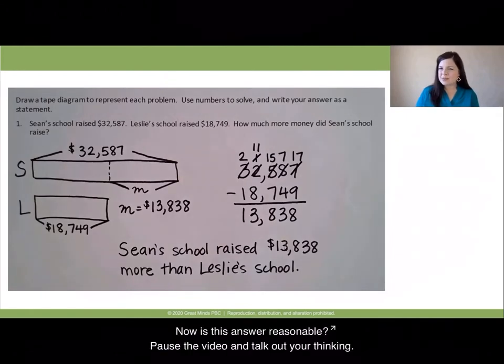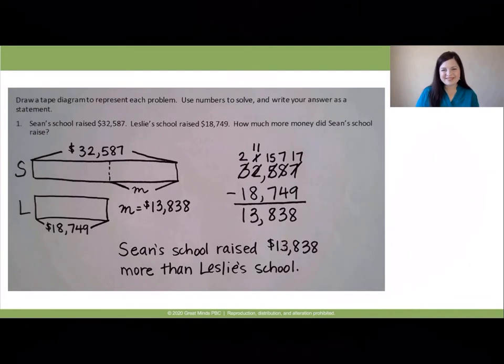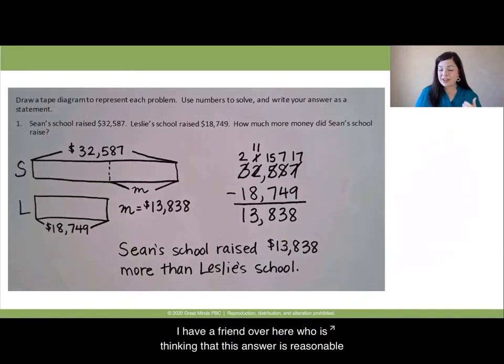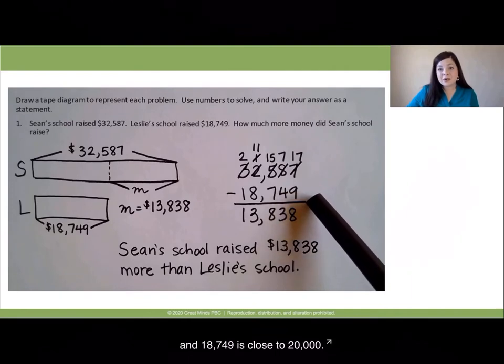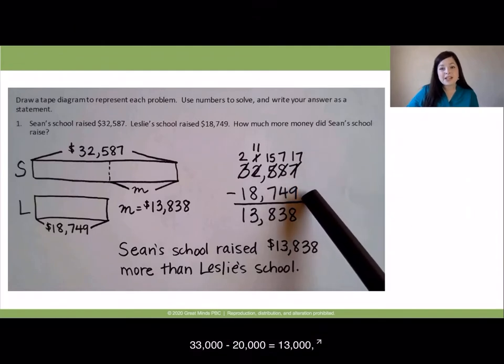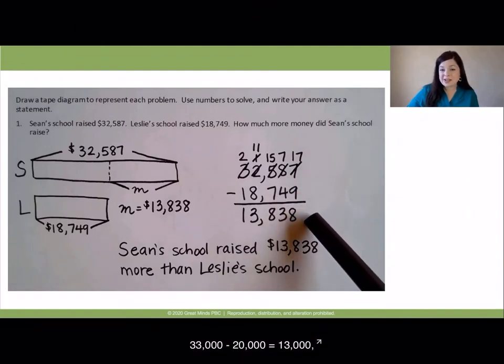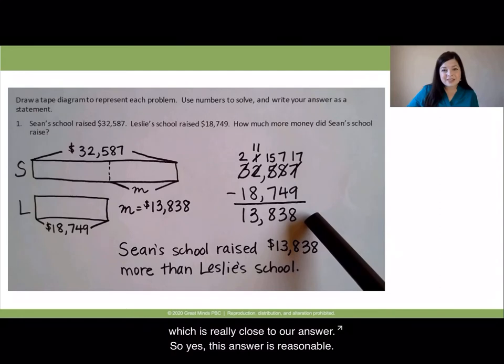Now, is this answer reasonable? Pause the video and talk out your thinking. I have a friend over here who is thinking that this answer is reasonable because 32,587 is about 33,000. And 18,749 is close to 20,000. 33,000 minus 20,000 equals 13,000, which is really close to our answer. So yes, this answer is reasonable.